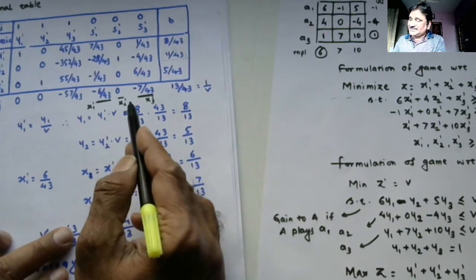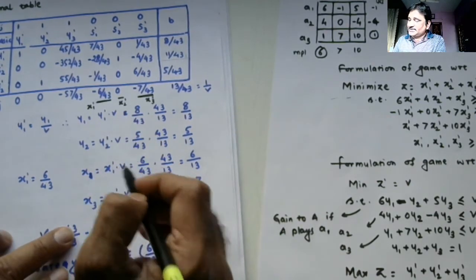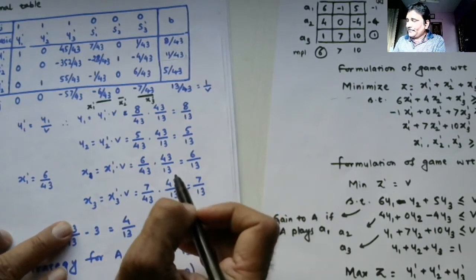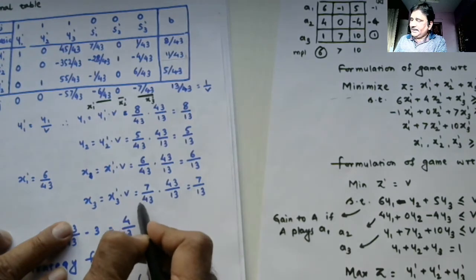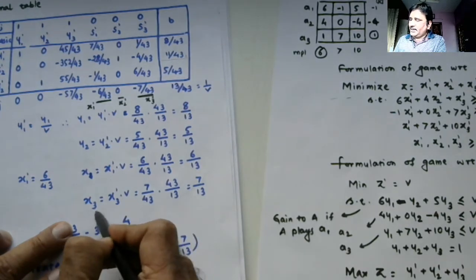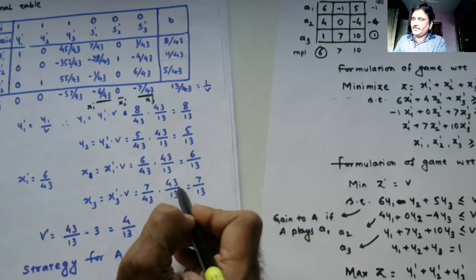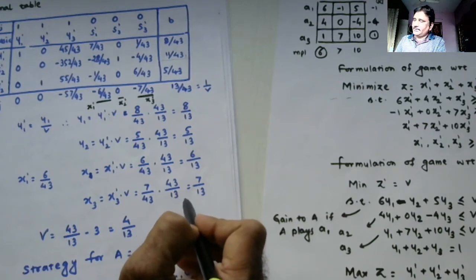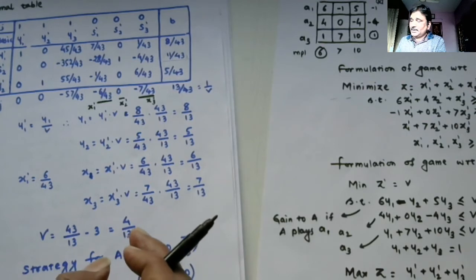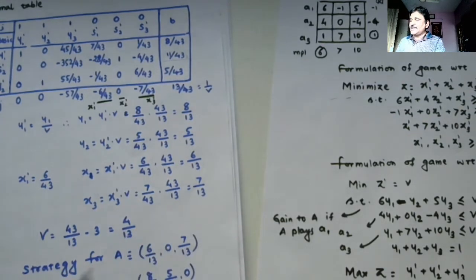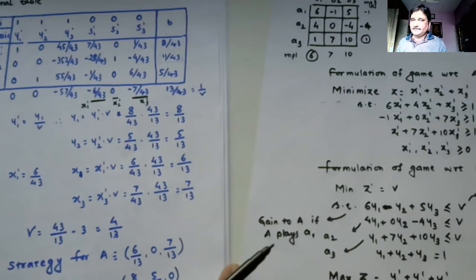X2 dash is 0. Okay, that means x2 is also 0. x3 dash is 7 by 43. So x3 will be 7 by 43 multiplied by 43 by 13. So I get 7 by 13. Okay. Now just check whether you are right or not.